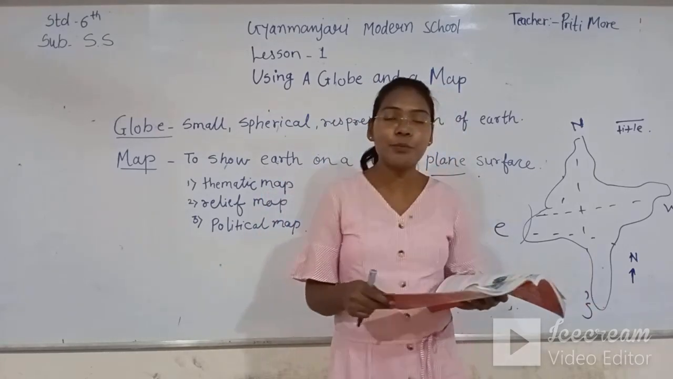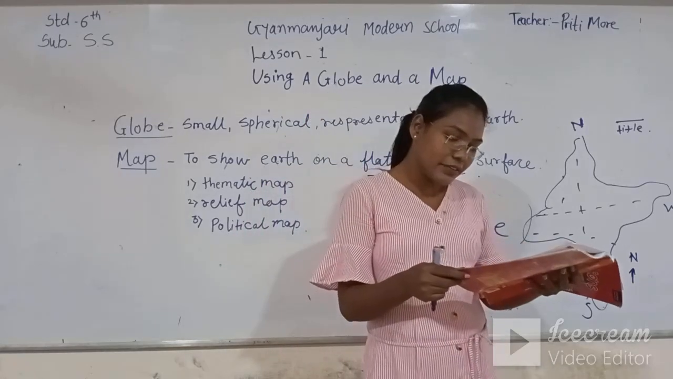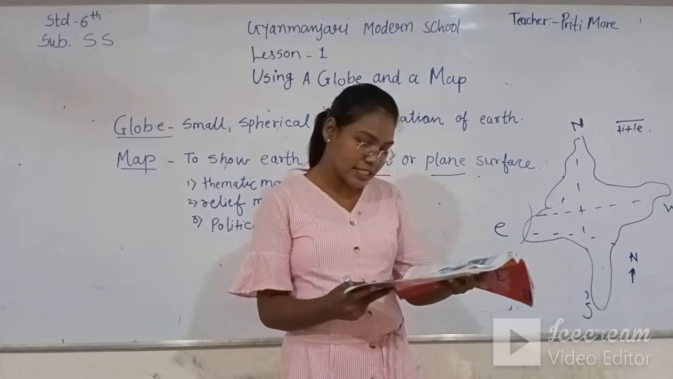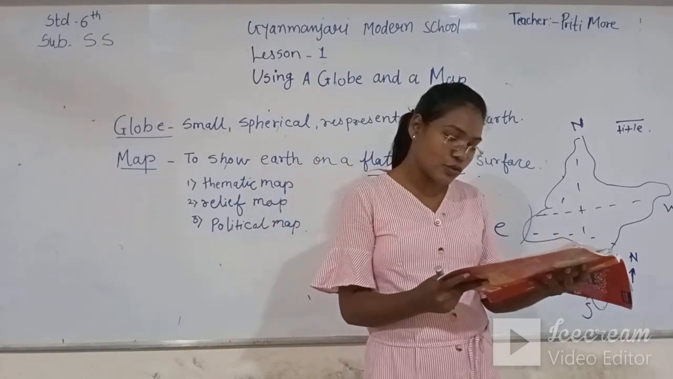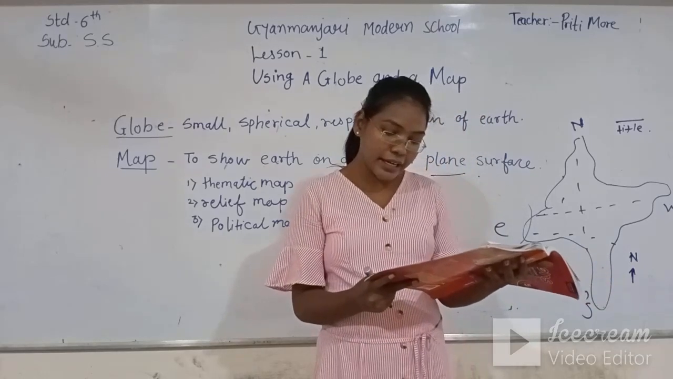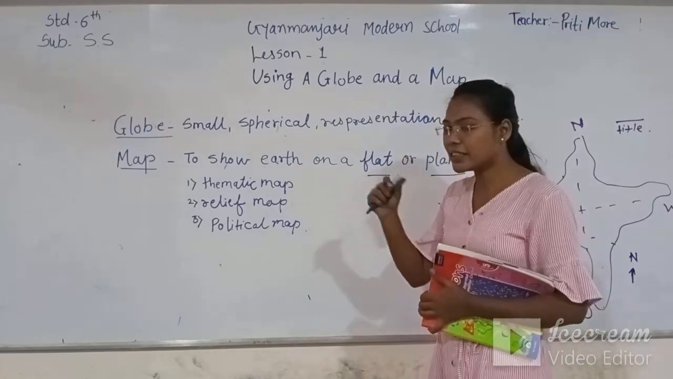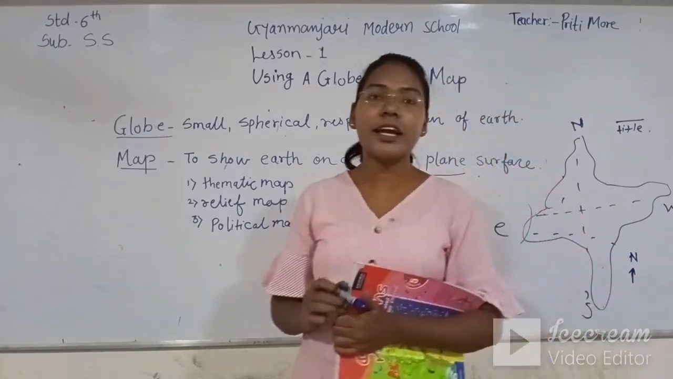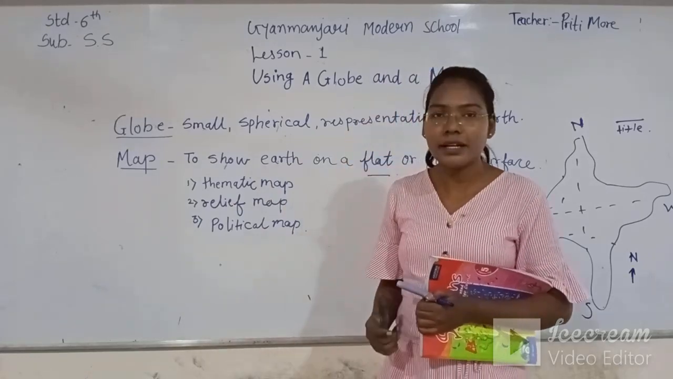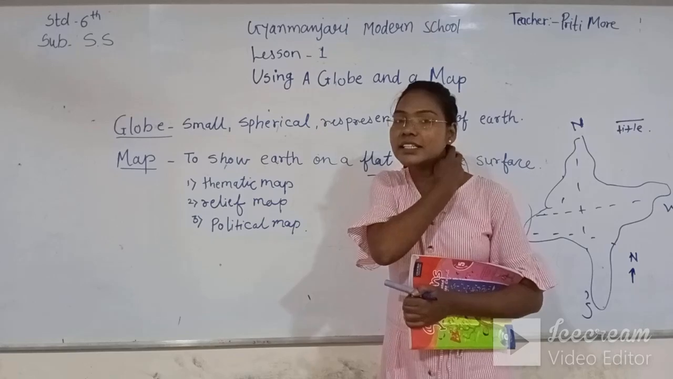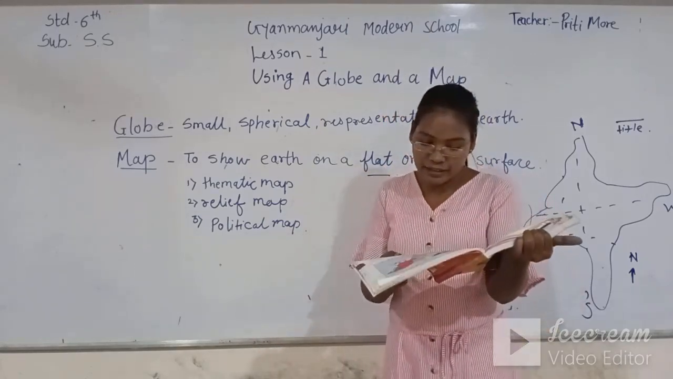And these all four important directions are called cardinal directions. Now, an atlas is a book that has different kinds of maps. If there are small books, and in that book various kinds of maps are there, then that book is called an atlas. That means in the atlas you can see the different kinds of maps.